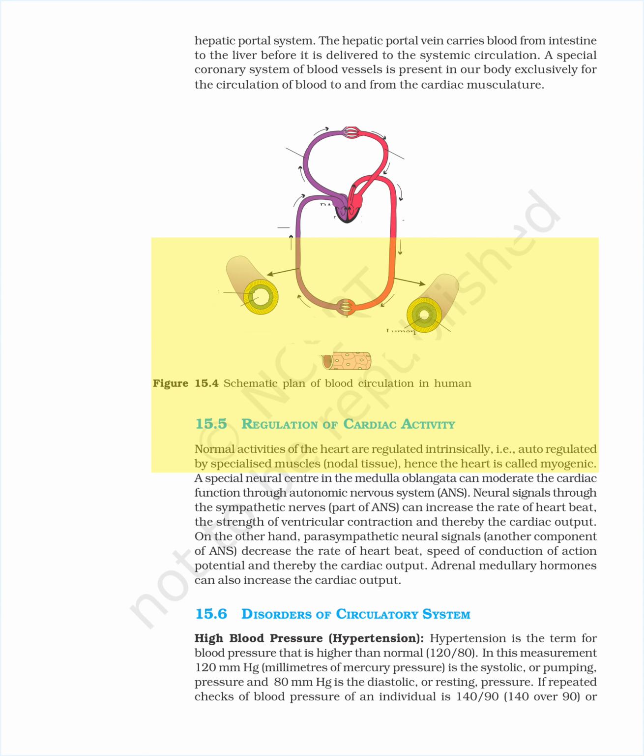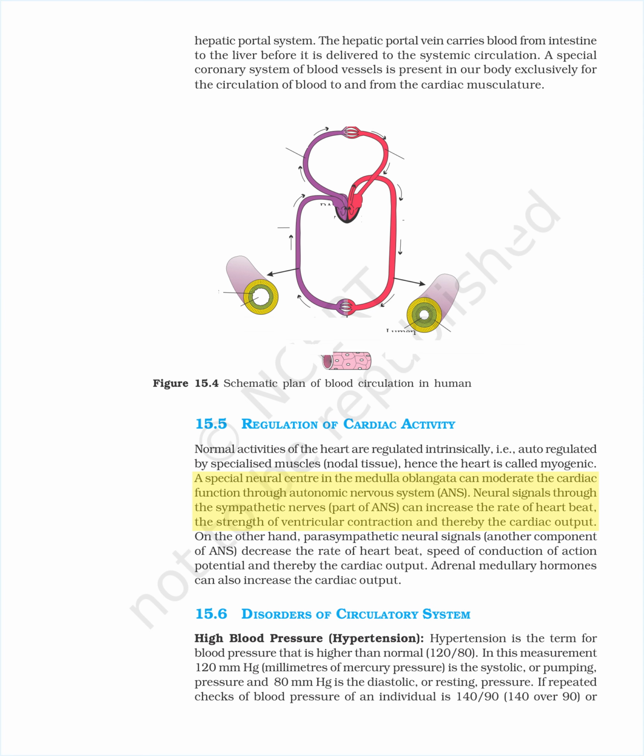Figure 15.4 Schematic plan of blood circulation in human. 15.5 Regulation of cardiac activity. Normal activities of the heart are regulated intrinsically, i.e., auto-regulated by specialized muscles, nodal tissue, hence the heart is called myogenic. A special neural center in the medulla oblongata can moderate the cardiac function through the autonomic nervous system, ANS.